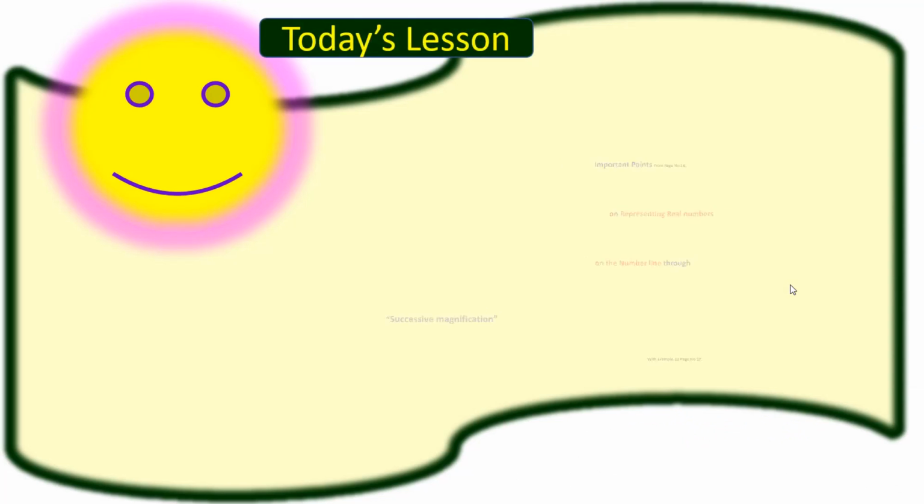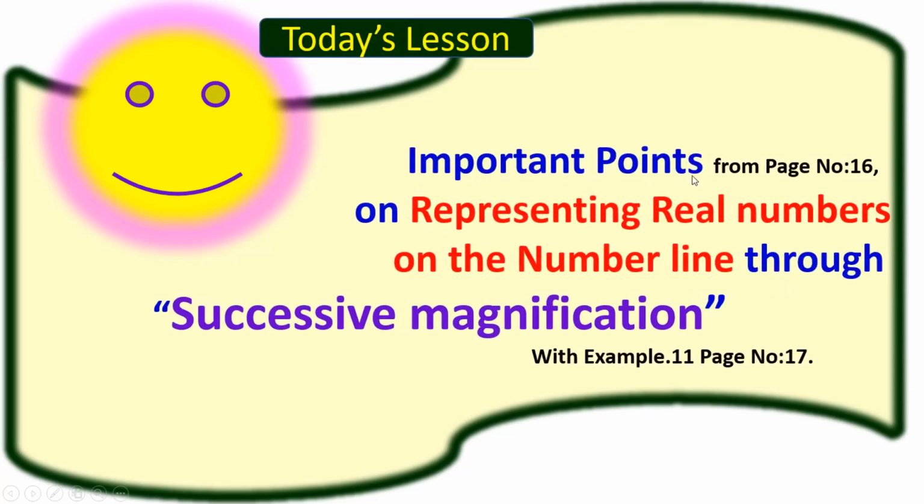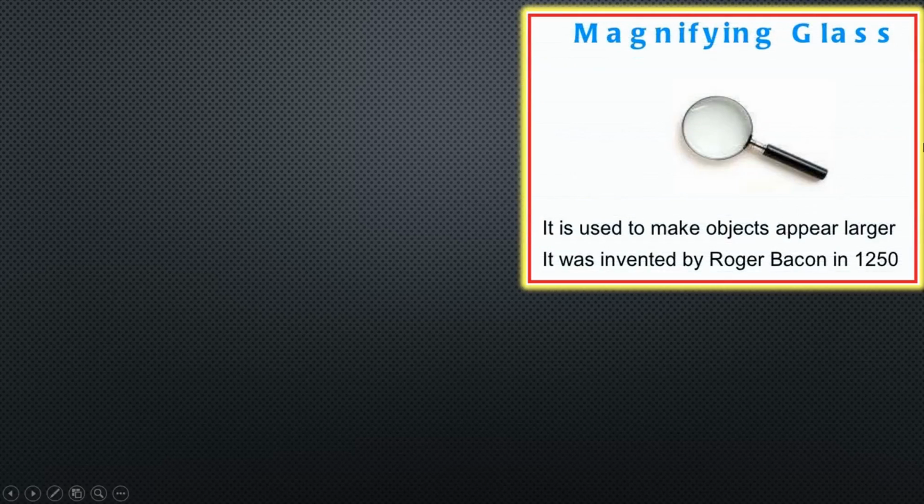Today's lesson is important points from page number 16 on representing real numbers on the number line through successive magnification, with example 11, page number 17. This glass is called magnifying glass.